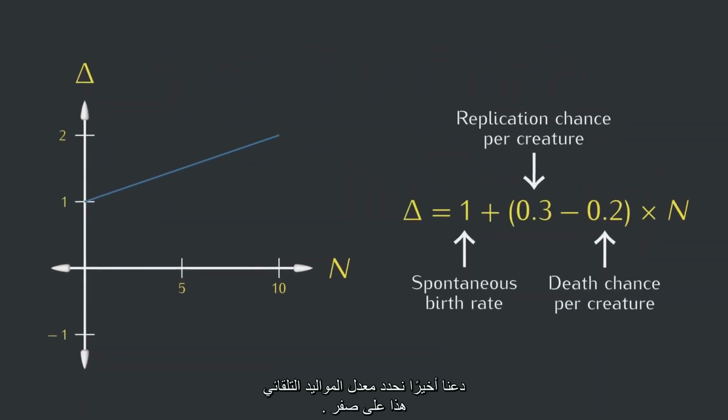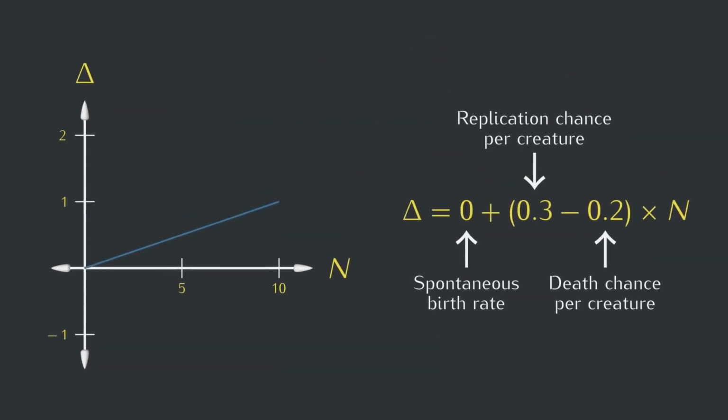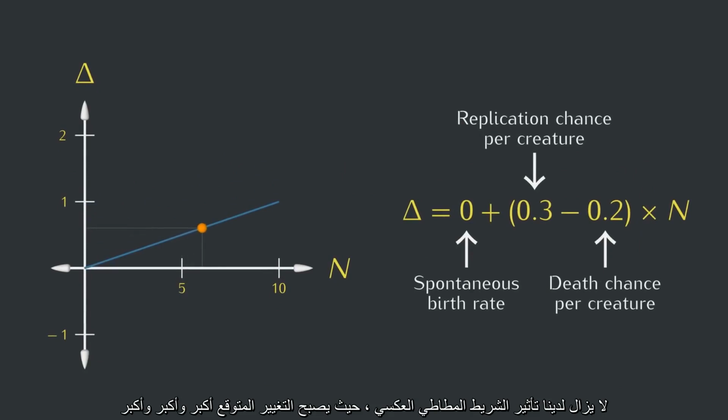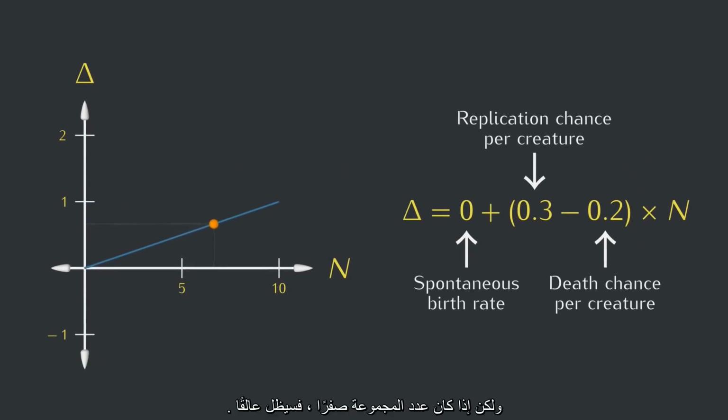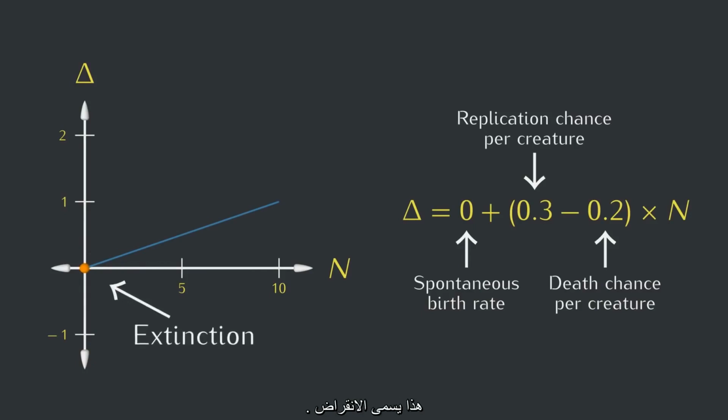Now, let's finally set that spontaneous birth rate to 0. We still have that reverse rubber band effect, where the expected change gets bigger and bigger and bigger, but if the population is ever 0, it gets stuck. There are no creatures to replicate, and none are going to be born spontaneously. This is called extinction. It's over for those creatures.